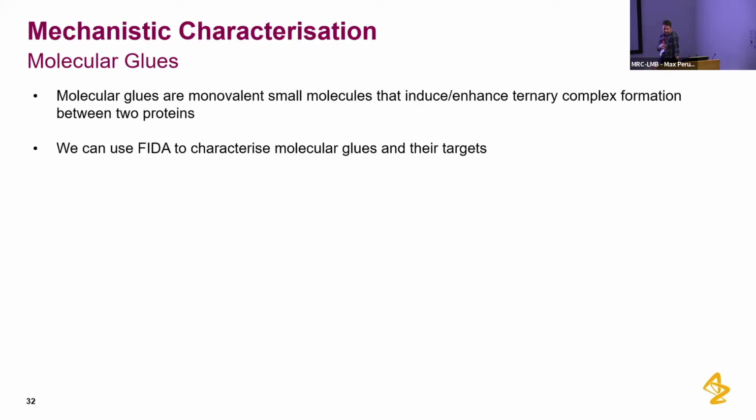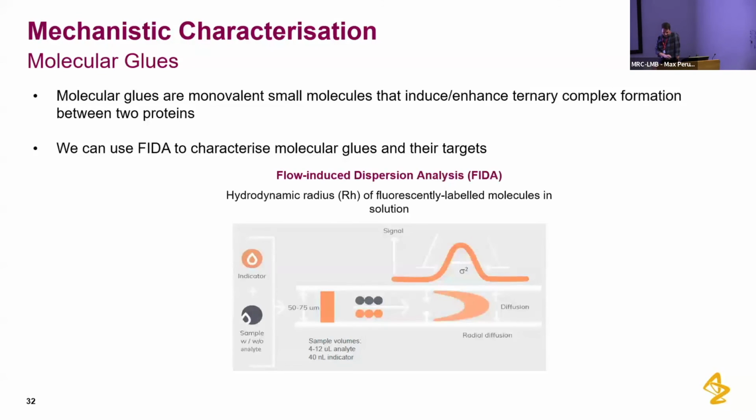We can use various biophysical techniques to help understand these systems, but the one I've chosen to show is Flow-Induced Dispersion Analysis (FIDA), mainly because it's one of the new instruments we've got in the lab. The information we get from a FIDA experiment is, as long as we have a fluorescently labeled molecule as a reporter, we can measure the hydrodynamic radius of that molecule.